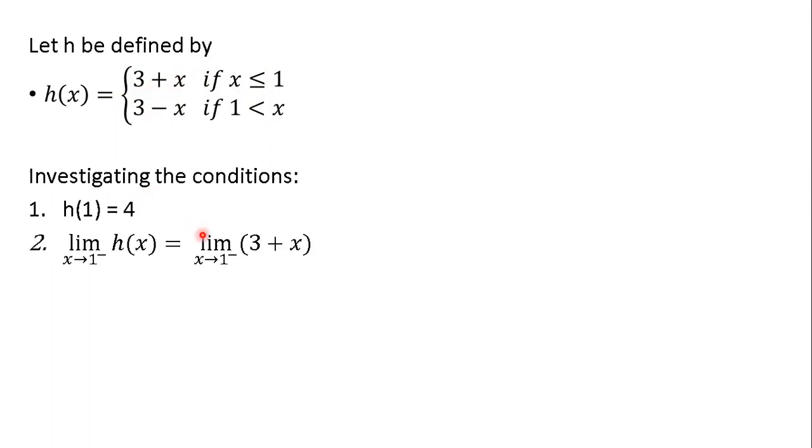For the second one, we find the limit of this h of x from the left and from the right. Let's start from the left. From the left, we substitute now the value of the function h of x, which is 3 plus x, as x approaches 1 from the left. Therefore, the limit of 3 plus x as x approaches 1 from the left is equal to 4.